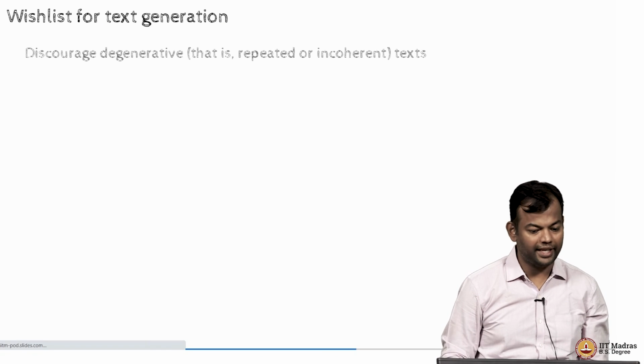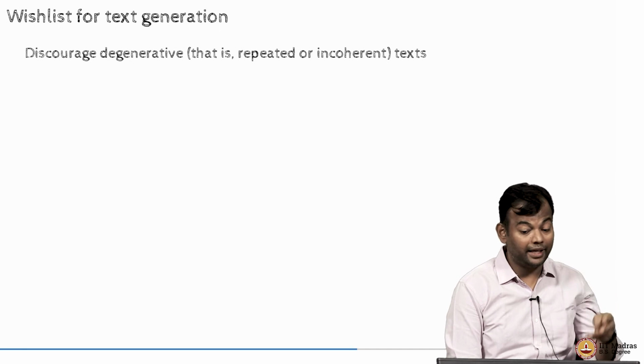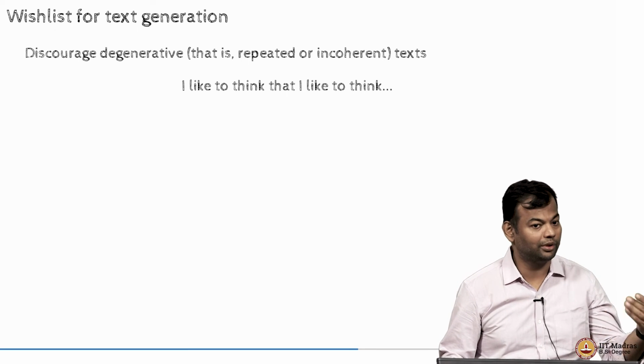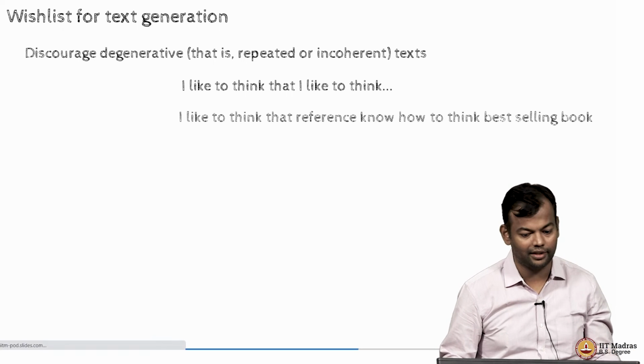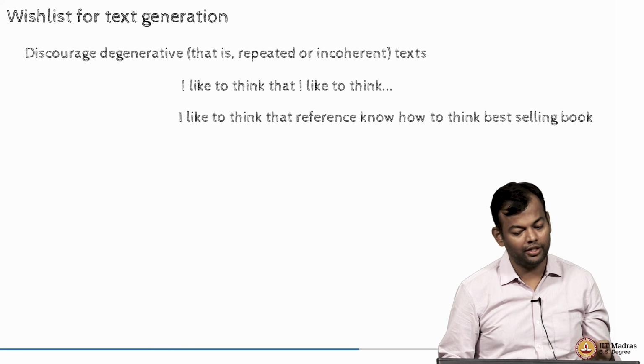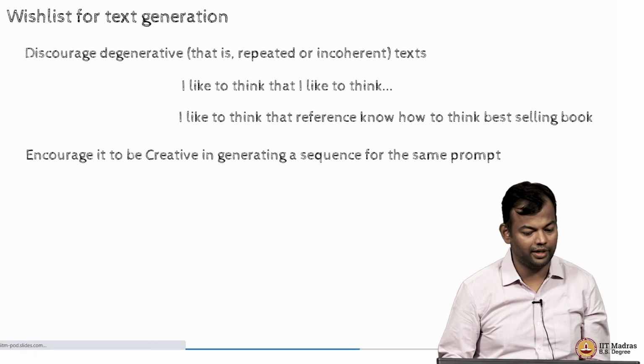So what is our wish list for text generation? That it should not have degenerative, repetitive or incoherent text, right? It should not do like "I like to think that, I like to think like, I like to think." It should not generate text like this. It should not generate something which is incoherent: "I like to think that reference know how to think best selling book." This is not making any sense, right? So I don't want it to generate such things.